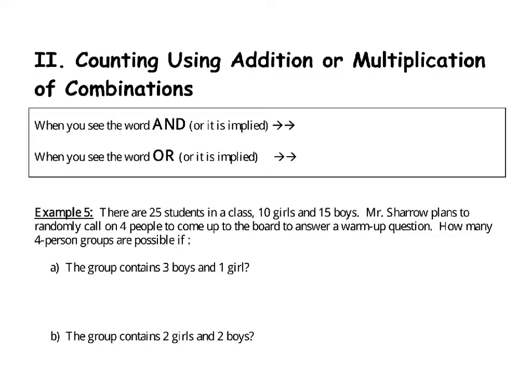Oftentimes in real-world counting problems, it's not realistic that you will just have one calculation of combinations. Oftentimes you'll have to do them multiple times to fit the conditions. This brings up a key point about what you can do with combinations. You can either add them or multiply them, and these come with 2 very common key words. When you see the word "and", or it's implied in a counting problem, you need to think multiplication of combinations.